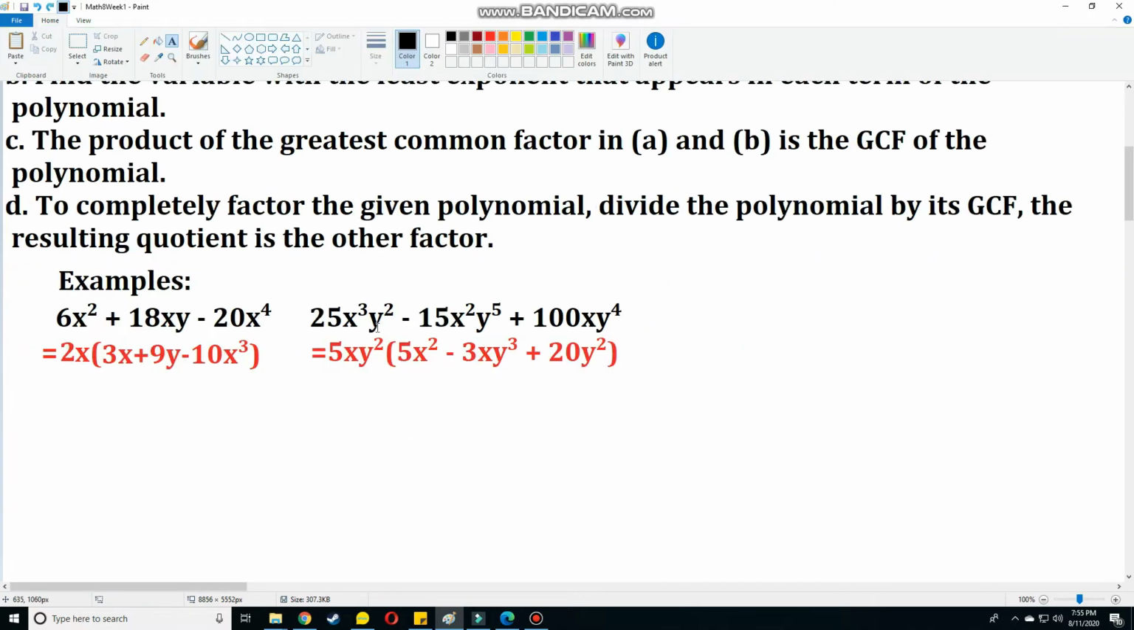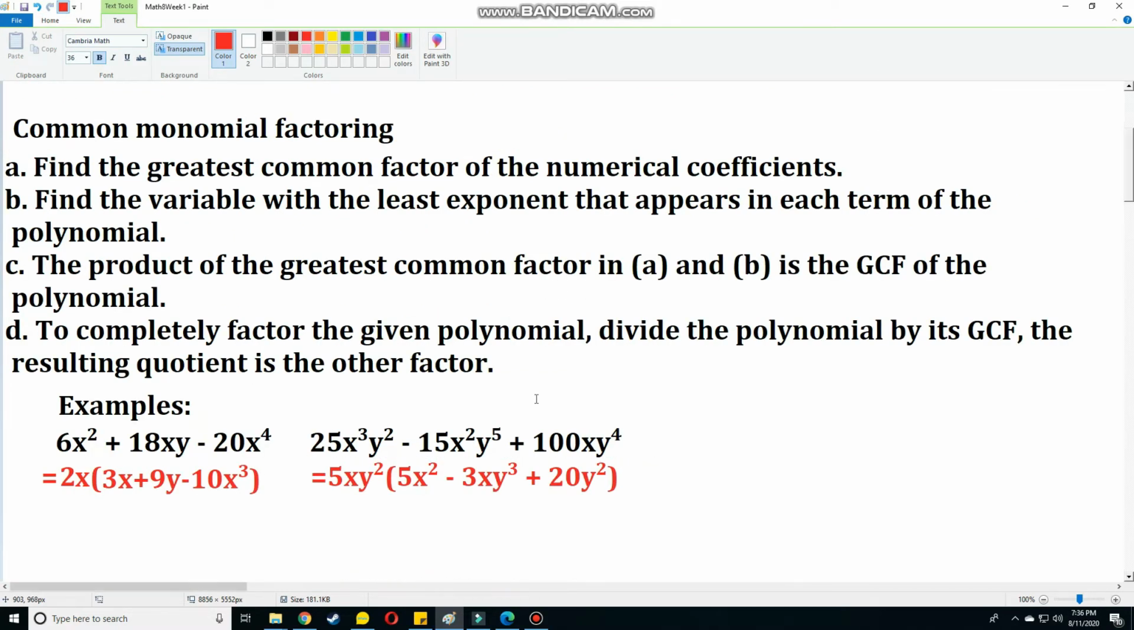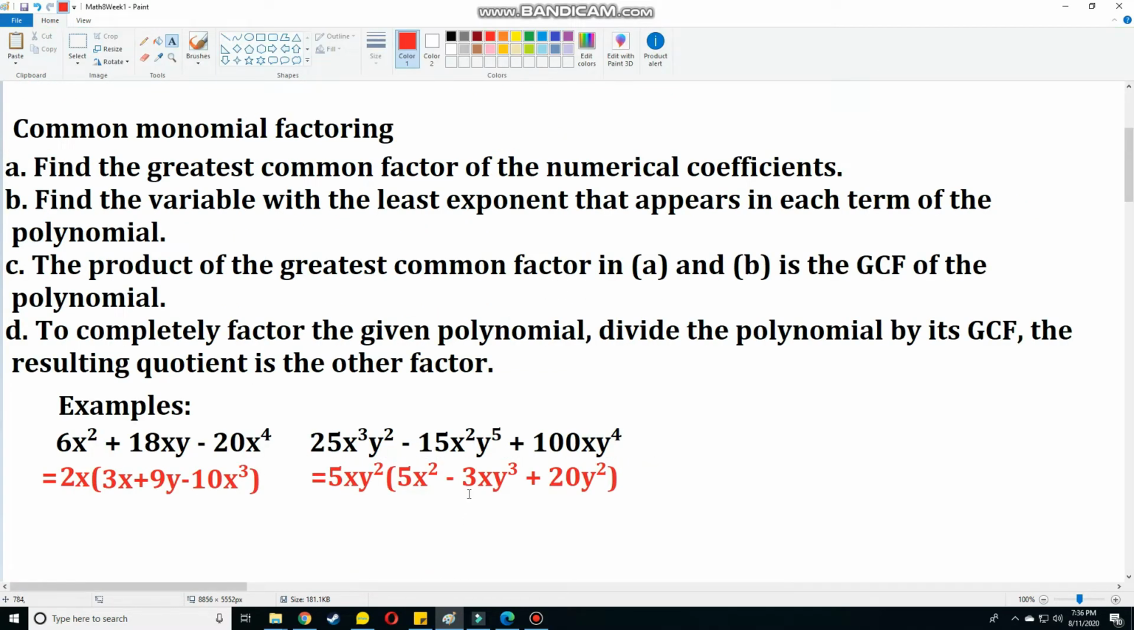other factor. And the factored form of our second example using the common monomial factoring is 5xy squared times the quantity 5x squared minus 3x cubed plus 20y squared. This is our factored form, applying the common monomial factoring. And that's it. That's common monomial factoring.